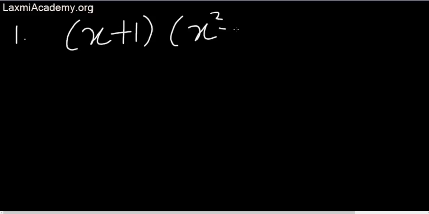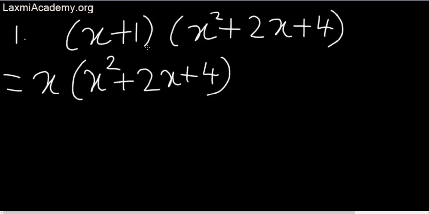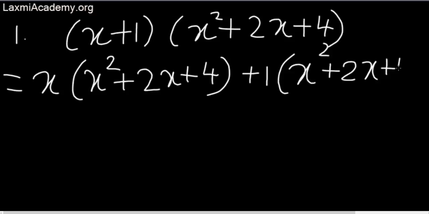Today we will learn how to multiply a binomial by a trinomial, and I will teach you a trick to do it. But first let's see how to do it in a conventional way. So (x + 1) times (x squared + 2x + 4). The conventional way is you take x and multiply it with x squared plus 2x plus 4, and then you take positive 1 from here, and multiply it with x squared plus 2x plus 4.